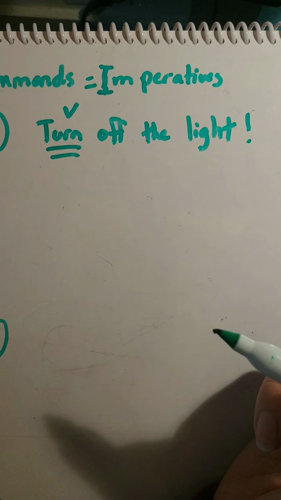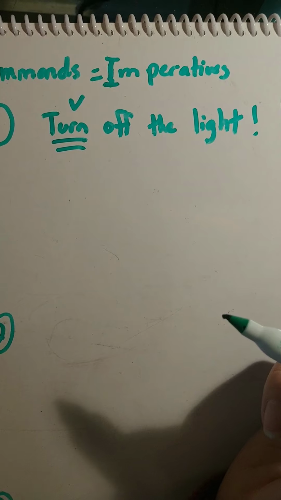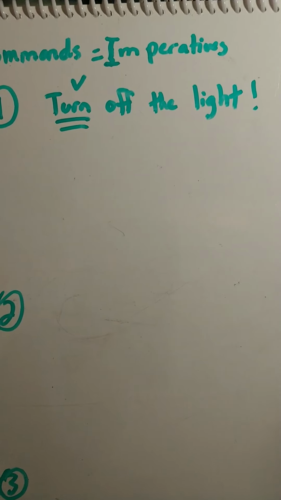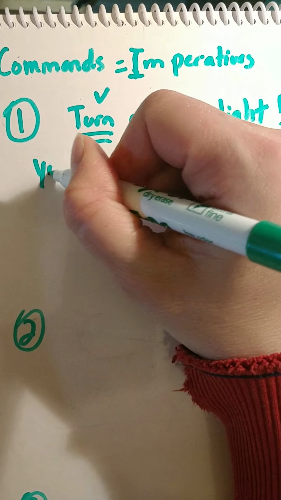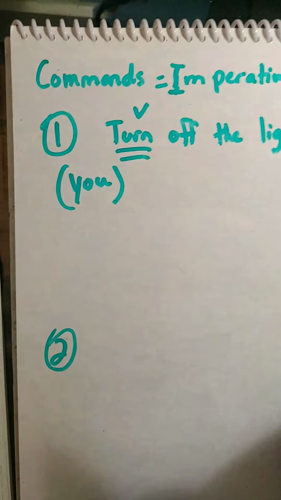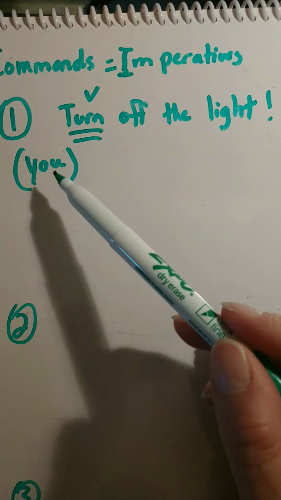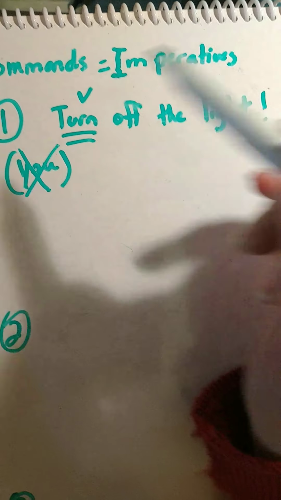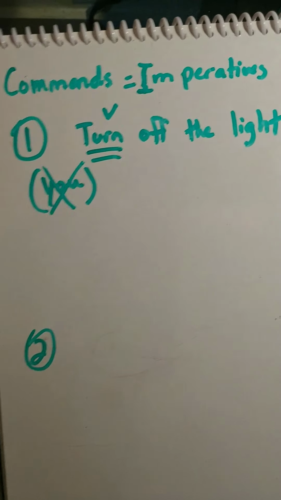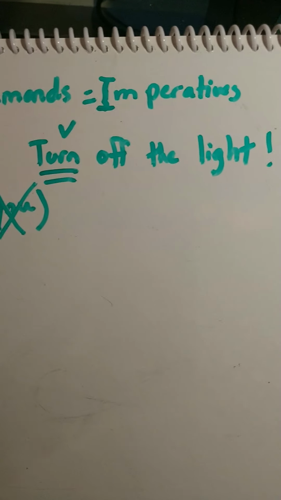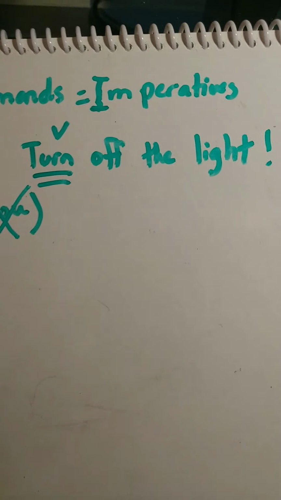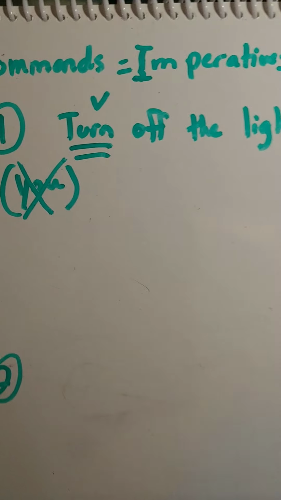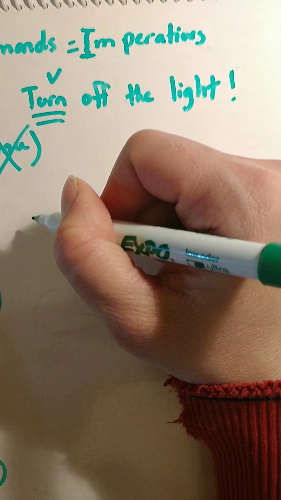Now the subject of this sentence is implied. When you are giving a command, you automatically assume that the subject is you. So this command is basically you turn off the light. We just do not use the you because it is implied. We already know that you is who we're talking to in the sentence. Okay, let's do another one.